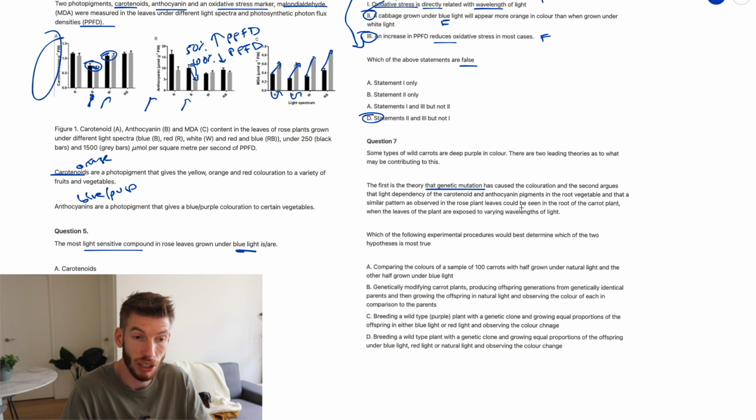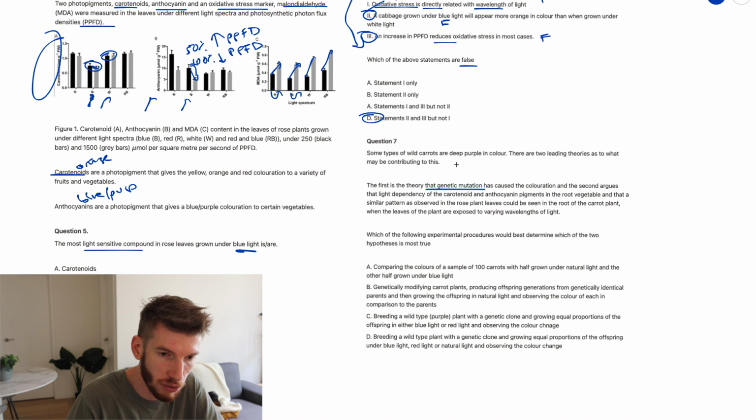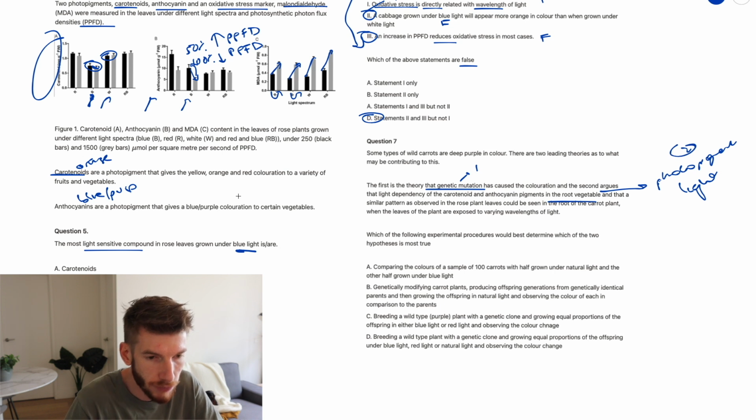In other words, the second one, I'd try to summarize that because it's very wordy. The second one just says it's doing exactly what the rose leaves are doing in the experiment. And there we go. So one says mutation. This is number 1. The other one says that it's the photopigments responding to light. That's number 2. Which of the following experimental procedures would best determine which of the 2 hypotheses is most true?